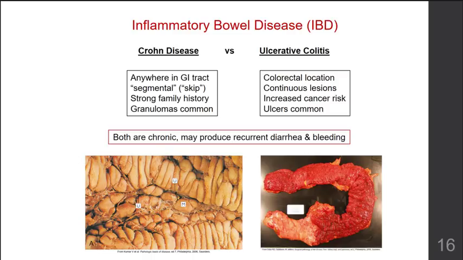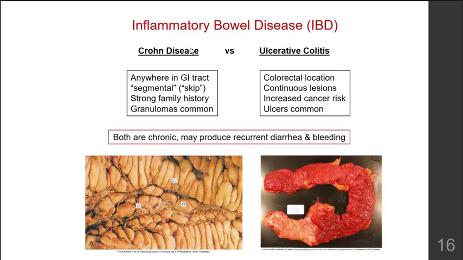First, in terms of differences, let's look at the location affected by these conditions. When it comes to Crohn's disease, it affects anywhere in the GI tract, anywhere from the mouth to the anus. It can affect the esophagus, for example. Crohn's disease has areas that are segments that are affected by the condition, and then other segments are not affected. So it's like it affects one area, skips a segment, then affects another area. And these are referred to as segmental or skip lesions.